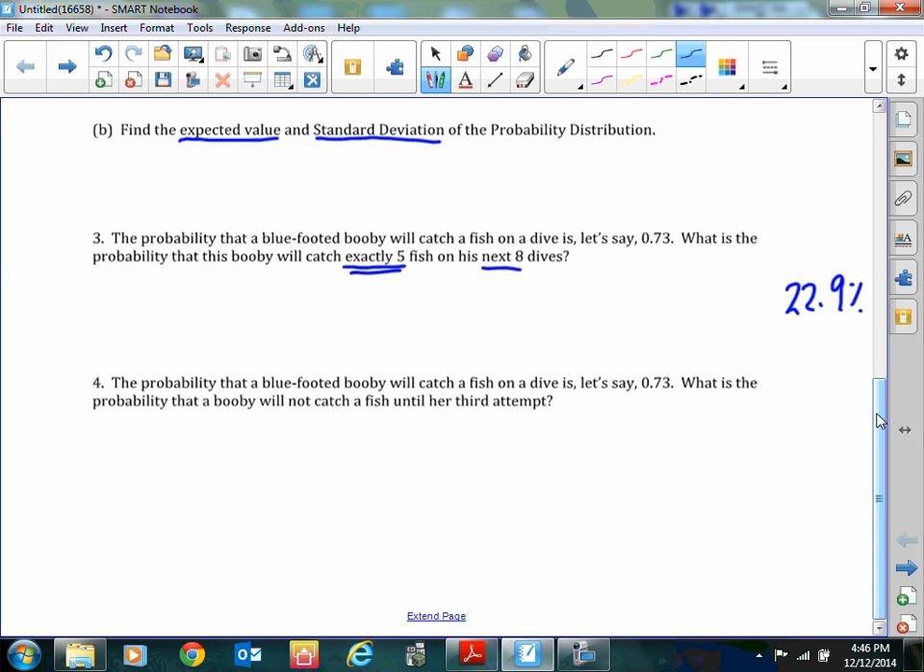All right, the next one is one where you could just think it out. They don't catch it, so it will not be caught until that 3rd attempt. So that's telling you they don't catch it, don't catch it, catch it. All right, to get your answer there, which will be 5.32%.